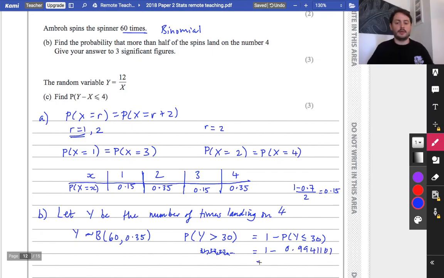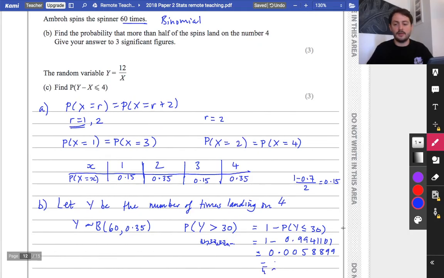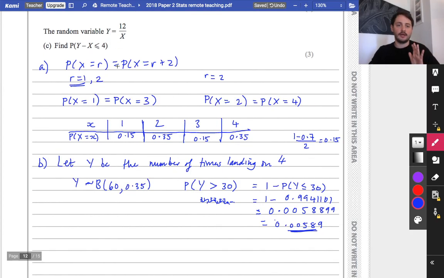0.994101. Let's just switch to do that subtraction. 1 minus 0.99411101. And I'm going to give it to 3 significant figures. So it's in standard form, so that's 0.0058899. Let's round that to 3 significant figures. 0.00589. Okay. This is the weirdest part of the whole exam, but again, just trust what you're doing, do the maths, and it will work out.